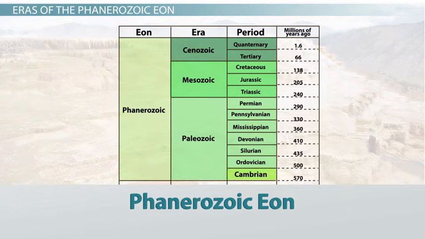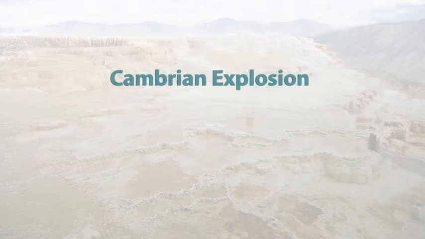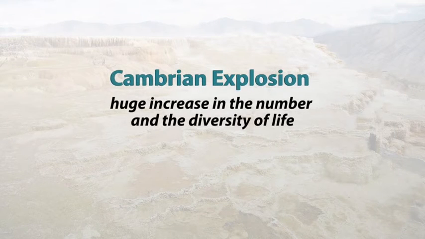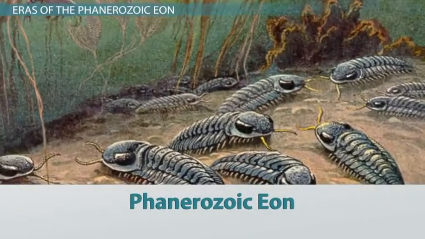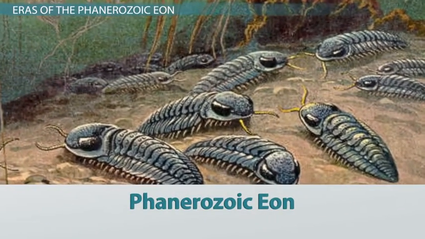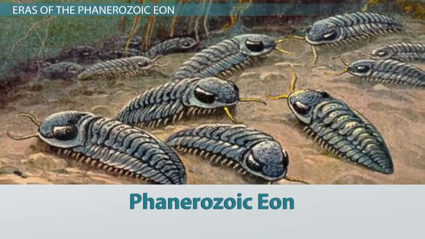The Cambrian period is the first division of time in the Phanerozoic eon. It is important because of the mass increase in diversity of life that helped separate the Phanerozoic eon from the previous Proterozoic eon. The Cambrian explosion was a huge increase in the number and diversity of life. Instead of just a few simple organisms, this time period saw an abundance of new life, including the movement of life from water to life on land.